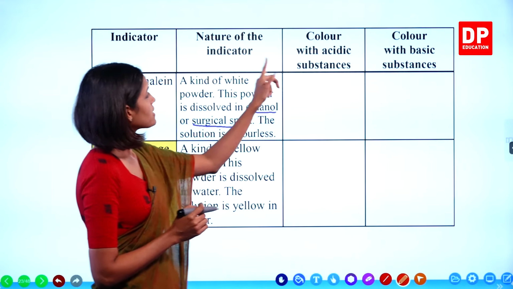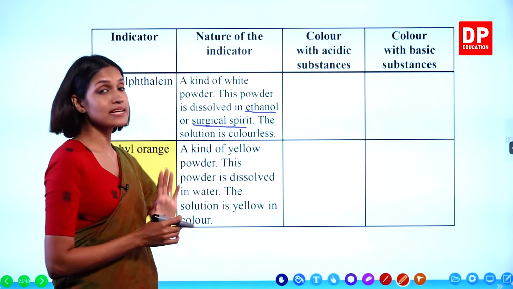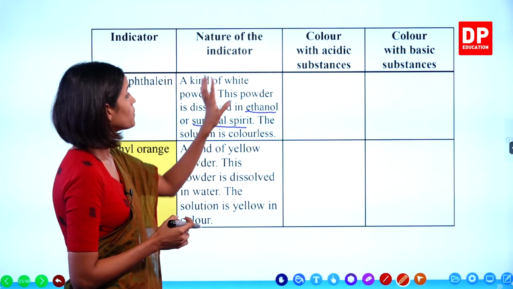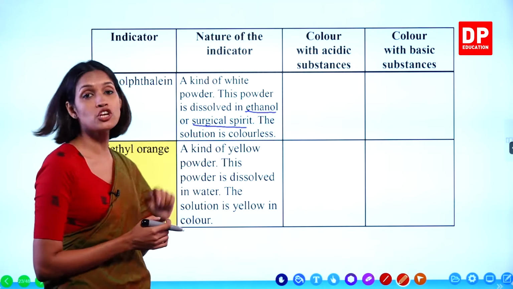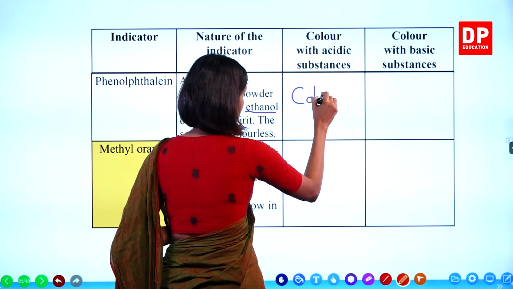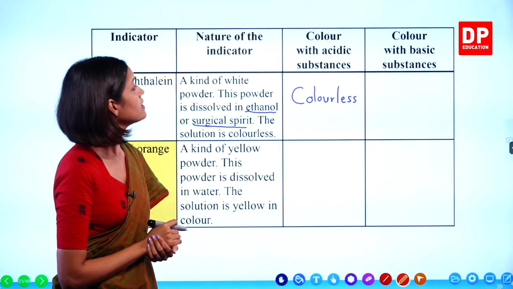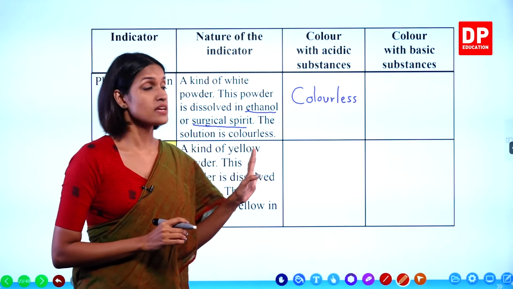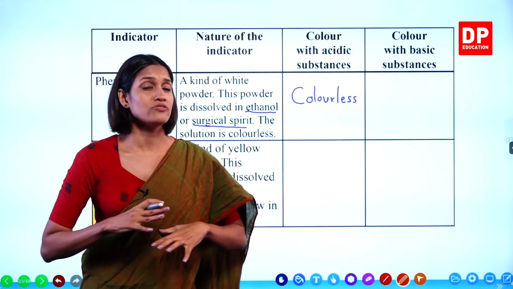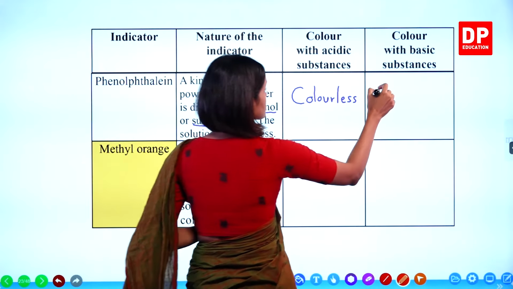Okay children, so what is the color with acidic substances? Remember, the solution is colorless. It does not change the color with acidic substances. It means with acidic substances, the color of phenolphthalein is still colorless. Colorless, right? And color with basic substances. Now when we add a few drops of phenolphthalein into a base, it turns into a very beautiful bright pink color. Okay, so color with basic substances.